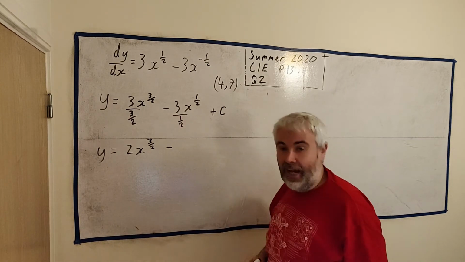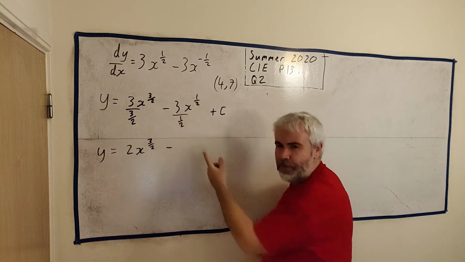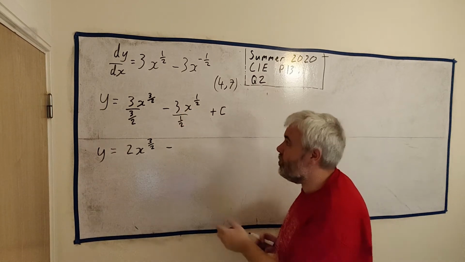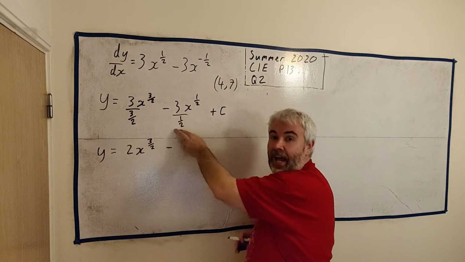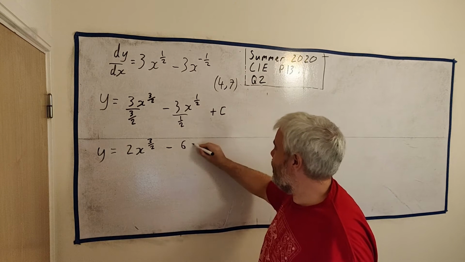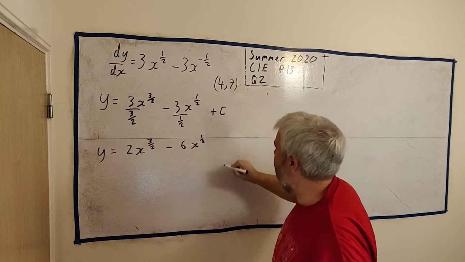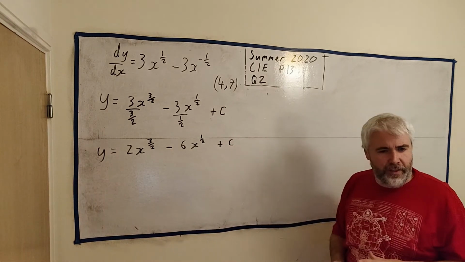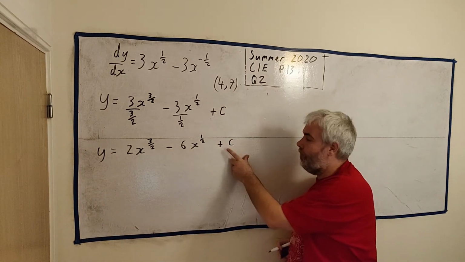3 divided by a half. Again, we can turn the half upside down and multiply. So 2 times 3 is 6. Or you can just think of it like this: 3, how many halves go into 3? Well, 6 halves go into 3. So that's 6x to the power of a half, and then plus c. This is our curve. We're not quite finished though, because they would like a number for c.